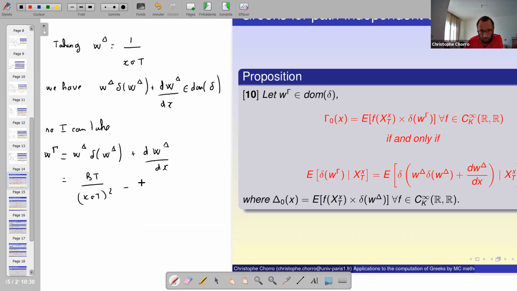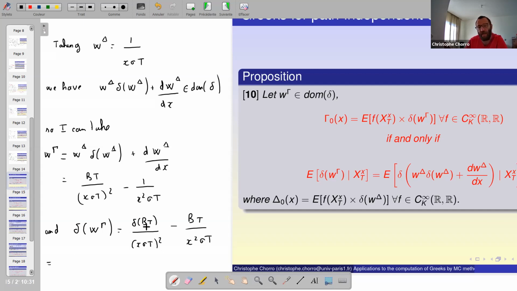minus 1 over x square sigma T. Okay, and from what I have said previously, if I want to compute delta of W gamma, that will give me the good weight, I have to compute delta of this expression. So by linearity, it is delta of B capital T over x sigma T squared minus delta of this one that is progressively measurable. So I obtain B capital T over x square sigma T.